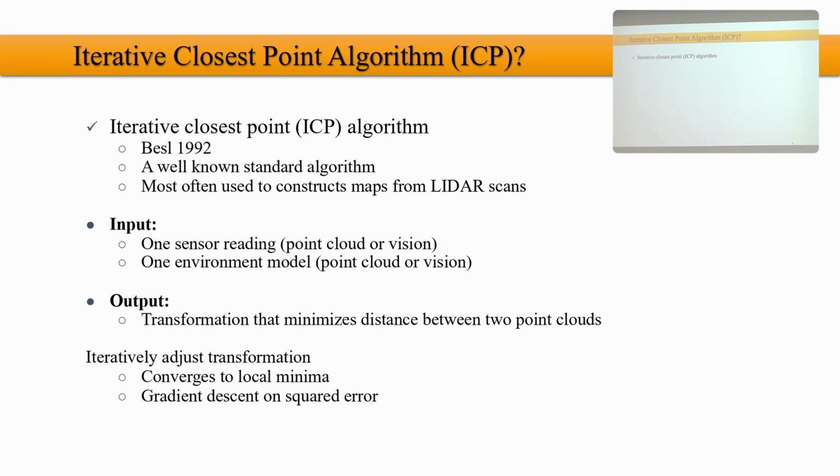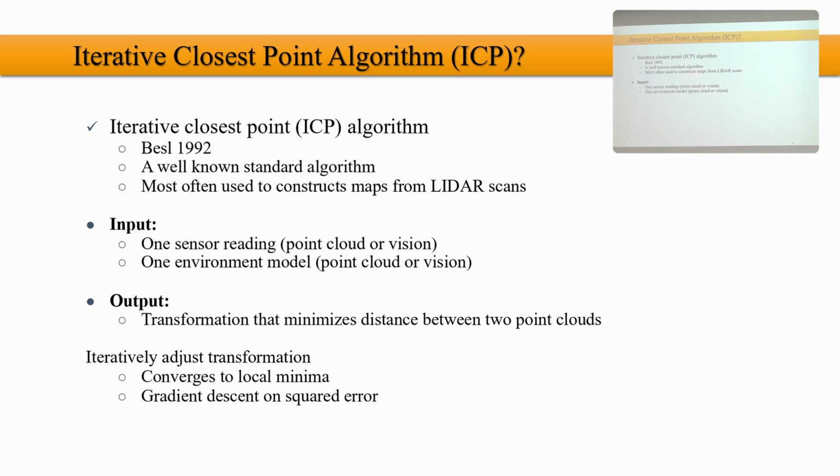So now let's say what the iterative closest point, ICP, algorithm is. It was introduced by Besl in 1992, and is a well-known standard algorithm for visual odometry, and is most often used to construct maps from LiDAR scans. If you have a LiDAR scan and the robot is moving in the environment and you want to construct a 3D map, it's very common to use ICP, but we will have different techniques. You will see which one is used generally and how they can work.